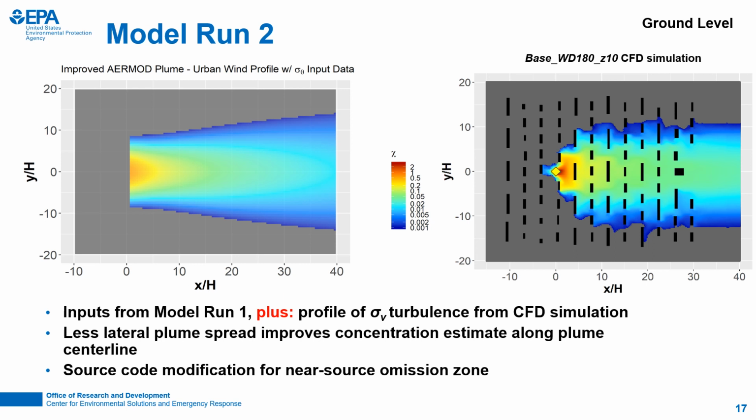We also made small modifications to the source code to force AERMOD to predict concentrations near the source. While the concentrations were a bit too low directly at the source, they were quite accurate only 2 building heights downwind, so still within the zone that AERMOD would omit.